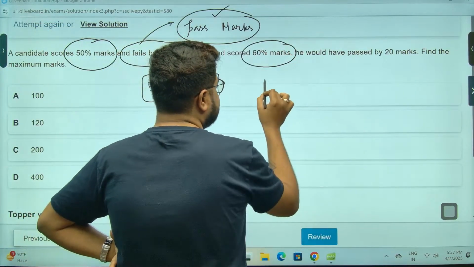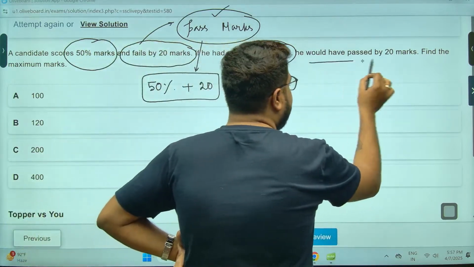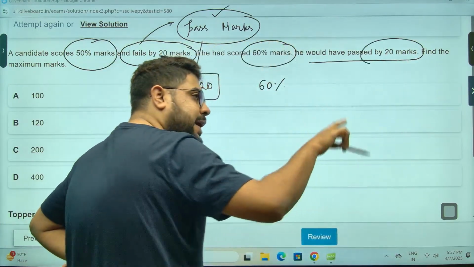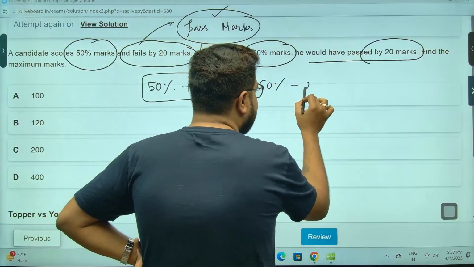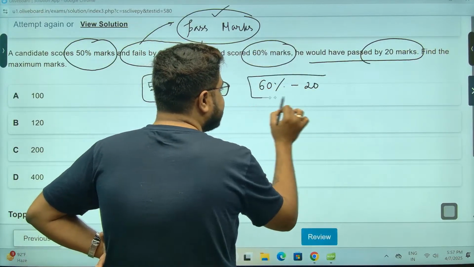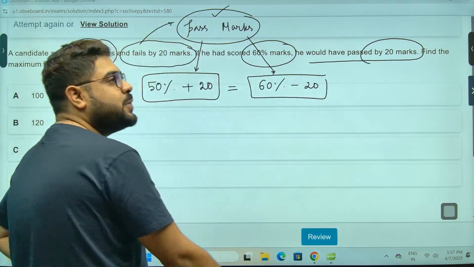Here someone scored 60% and passed by 20 marks, meaning 20 marks more than the passing marks. So for pass marks, I can subtract 20. This is also pass marks for the same exam. It has to be equal.